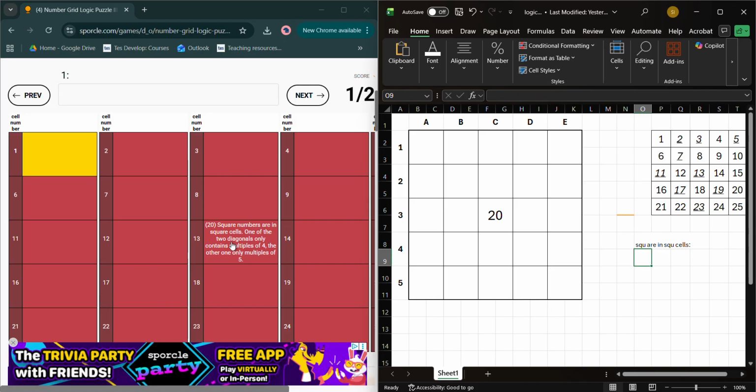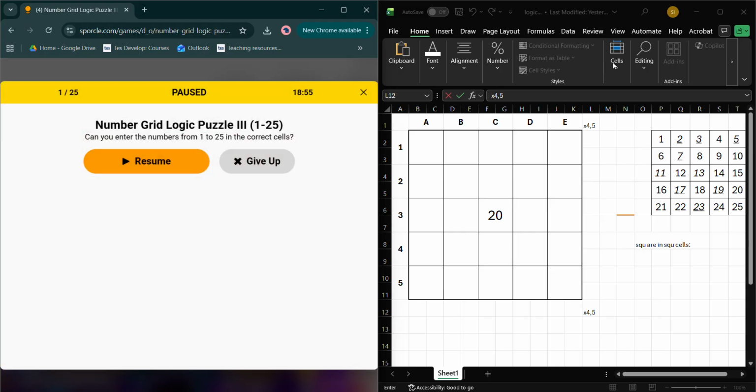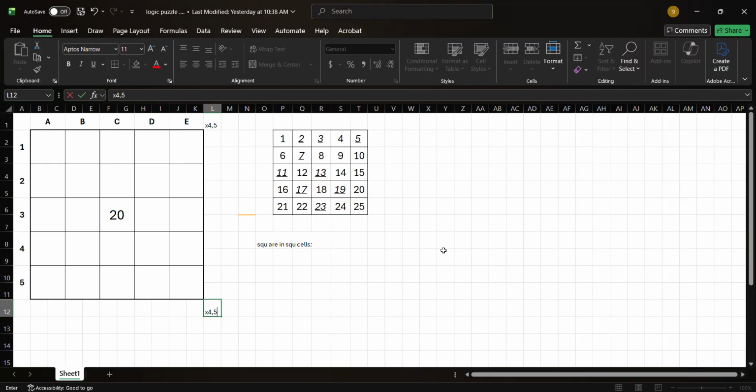One of the 2 diagonals only contains multiples of 4. The other one only contains multiples of 5. So we're talking about this diagonal having to be multiples of 4 or 5, and the same for this diagonal down here. Now 20, you'll notice, is both. So it's not super helpful at this point, but it will help us later. That's the only thing we've got. So we're going to pause this one for a minute and we'll come back to that.